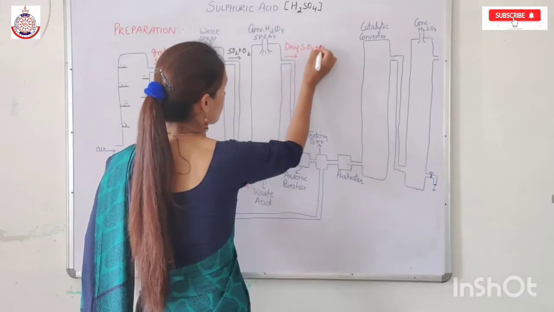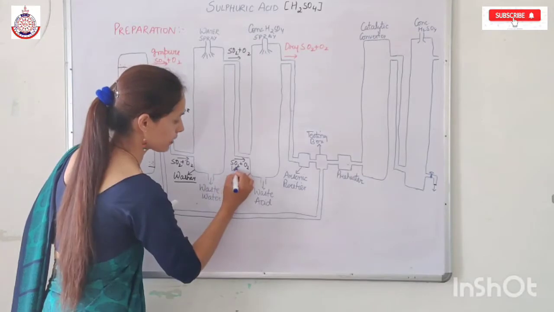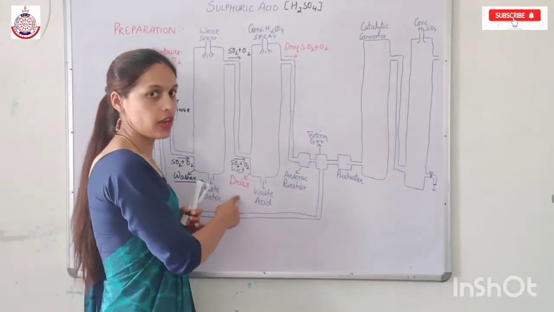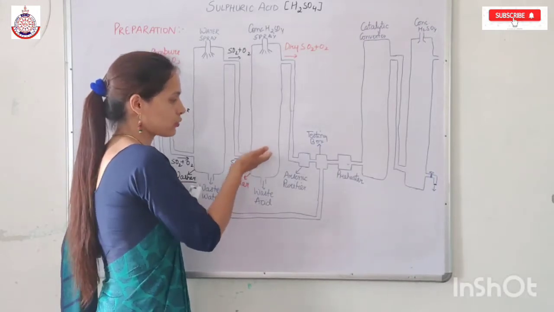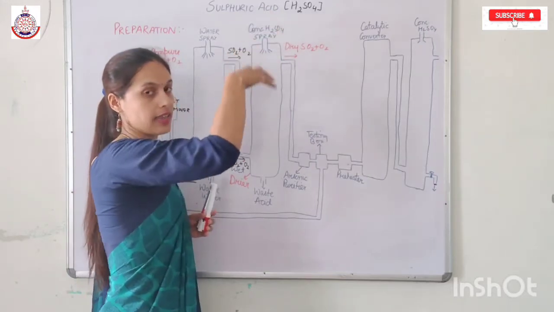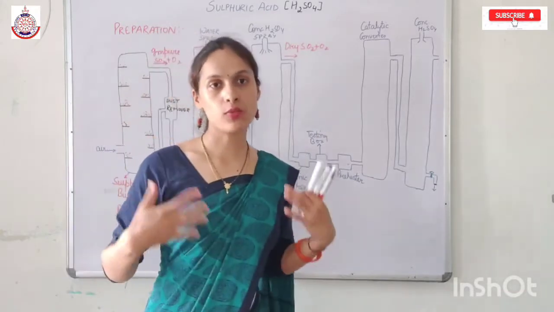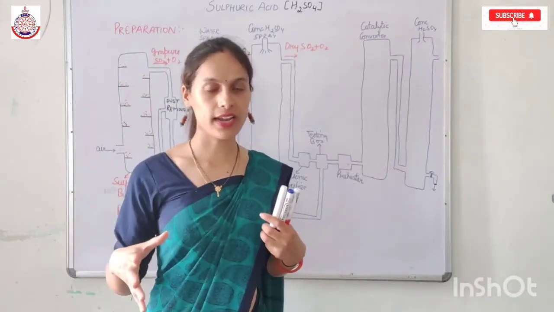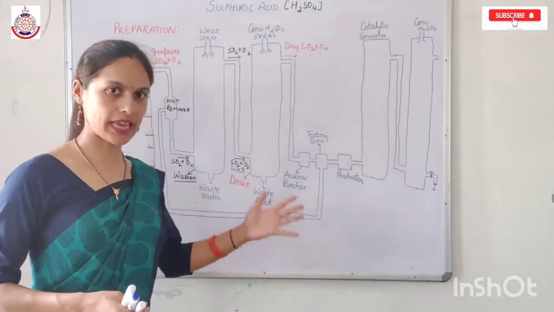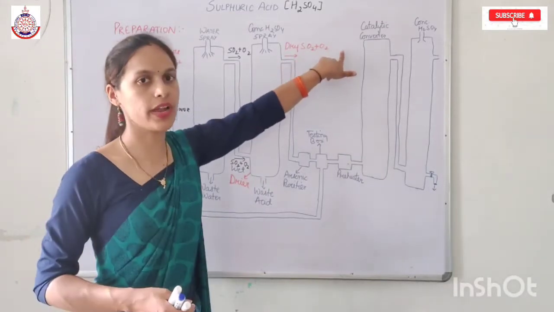So the wet SO2 plus O2 enters this chamber, which is known as dryer. From the bottom, SO2 and O2 move upward while the concentrated sulfuric acid spray moves downward. It absorbs all the water which is present around the sulfur dioxide and the oxygen, and from here the dry SO2 and O2 leave the chamber.